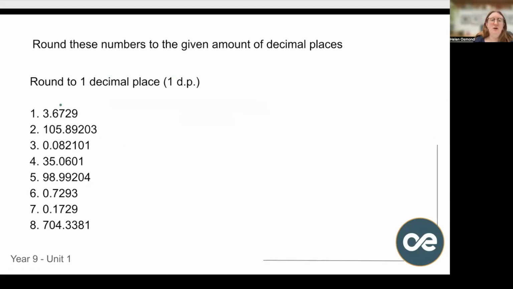So when I'm looking for 1 decimal place, okay, that's going to be here. So I look at the next number, and am I closer to 3.6 or am I closer to 3.7? This one here is going to be 3.7, because 3.65 would be between the two. Similarly then on the next one, here's my 1 decimal place. Am I rounding up or down? Well, let's look, I've got 9. That's definitely going to round me up. It's closer to 105.9 than it is to 105.8.